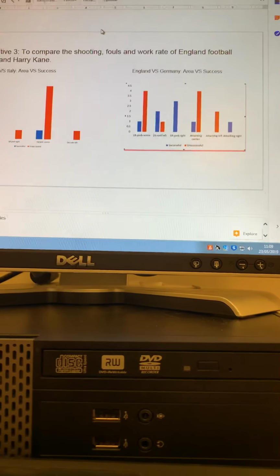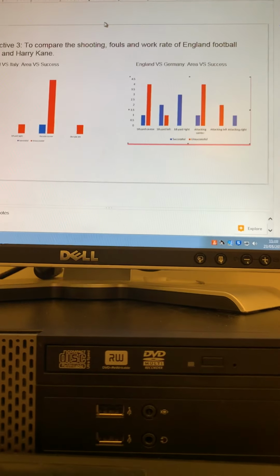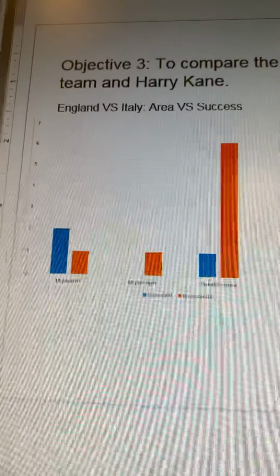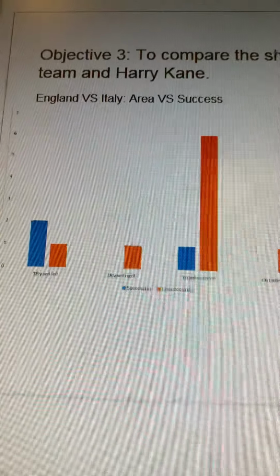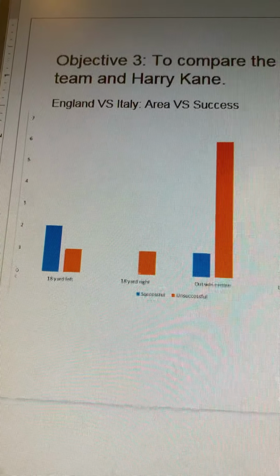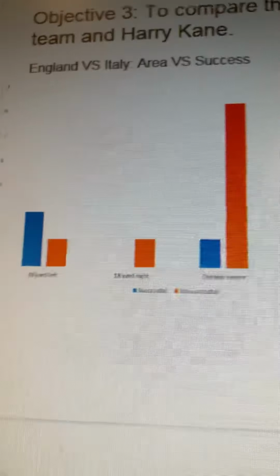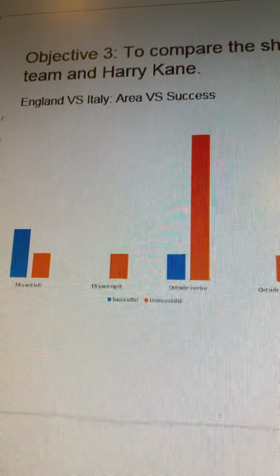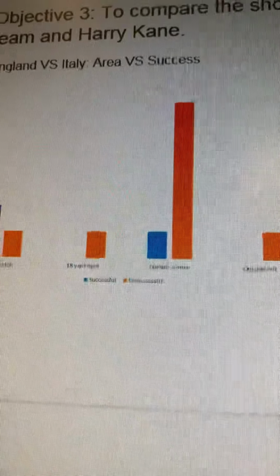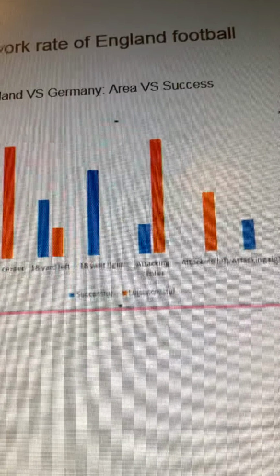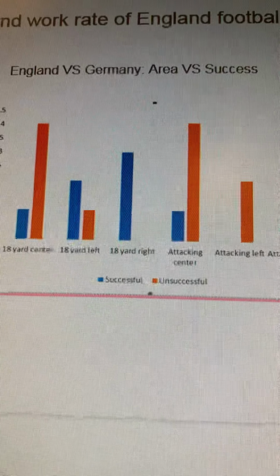My third objective was to compare the shooting, fouls and work rate of England football team and Harry Kane. Here you can see the shooting success against the area in the game versus Italy for Harry Kane. So it shows the unsuccessful and successful shots and the type of shot that they were ranging from. And here's the second one, England versus Germany, area versus success, showing the successful and unsuccessful shots in different areas of the pitch.